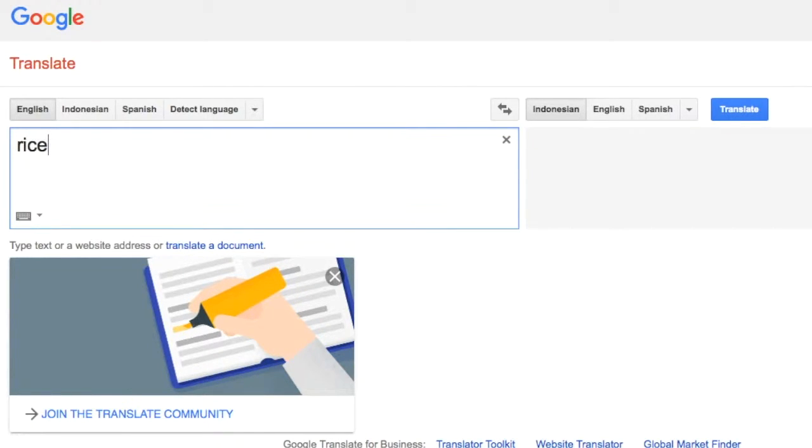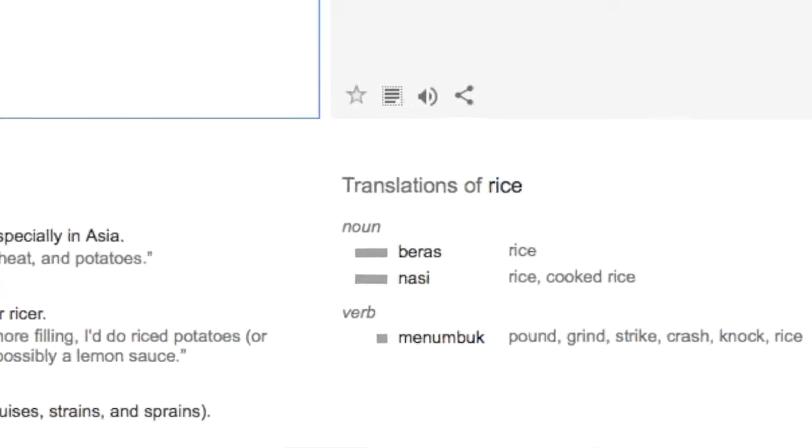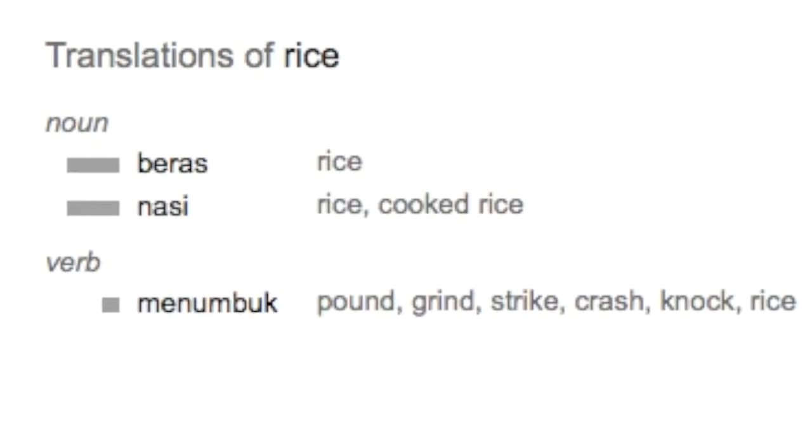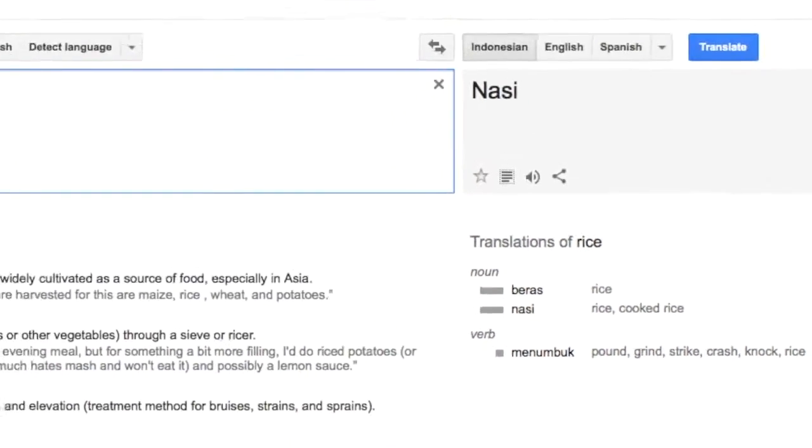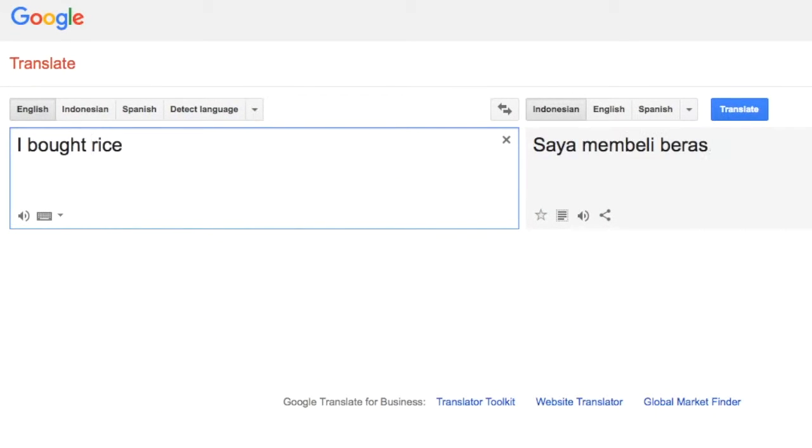And reason number 3 is that words don't always have one-to-one translations across languages. So for example, in Indonesian we have nasi, which means cooked rice, and beras, which means uncooked rice. Whereas in English we would just say rice. So if we put rice into Google Translate, it will probably give us nasi because this is the most frequent one, but it might not be the one we want.